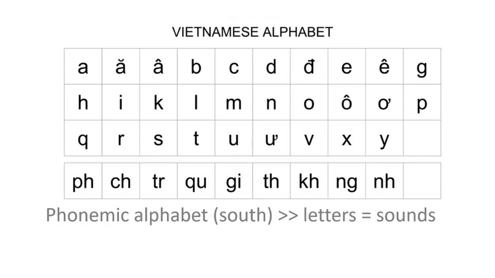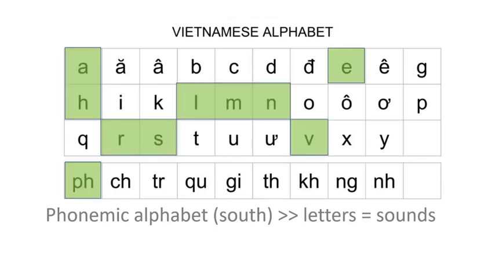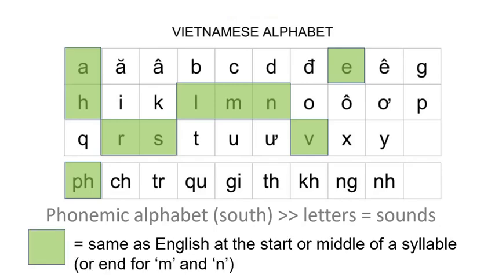And this is opposed to English, which is not a phonemic alphabet, in that if you were to take two words like sun, S-O-N, and sun, S-U-N, they sound the same, but they are spelt differently. Everything you see here in green, you would pronounce the same as you would in English at the start or the middle of a syllable, except for M and N, which can also appear at the end of the syllable.